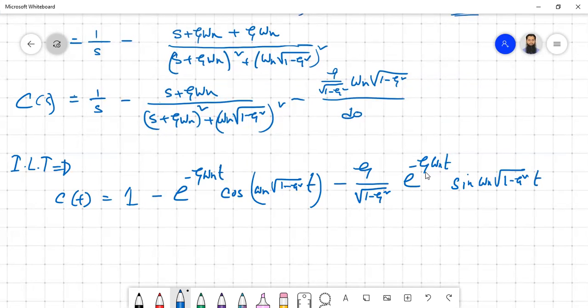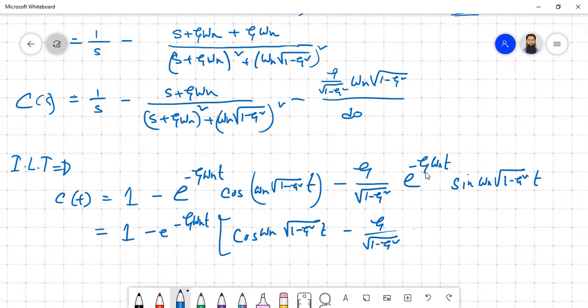Okay, so we can take common e to the power minus zeta omega n t. Then we have a form like this: cos omega n root over 1 minus zeta square t, minus zeta by root over 1 minus zeta square, and then we have sine omega n root over 1 minus zeta square t. Don't forget that it should be positive because you've taken the negative common.